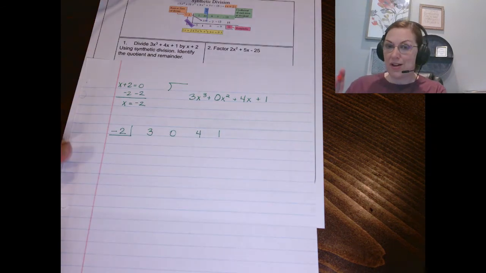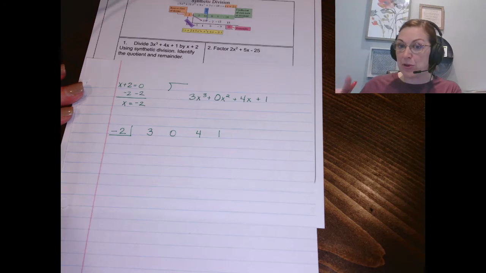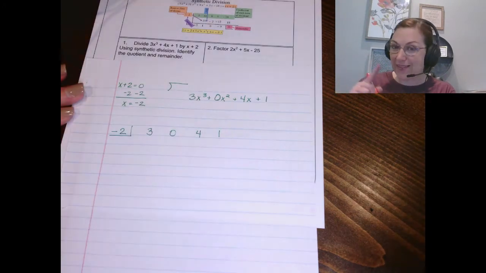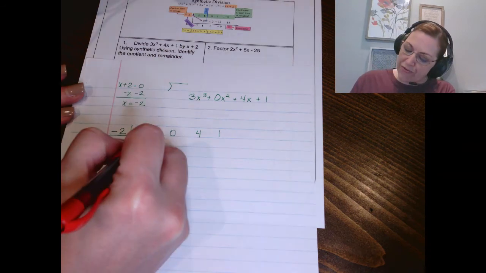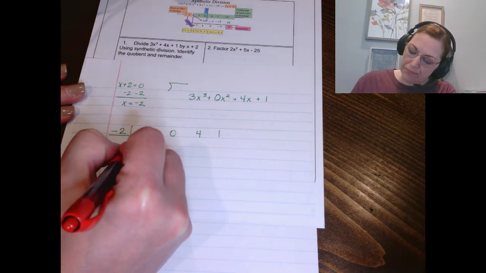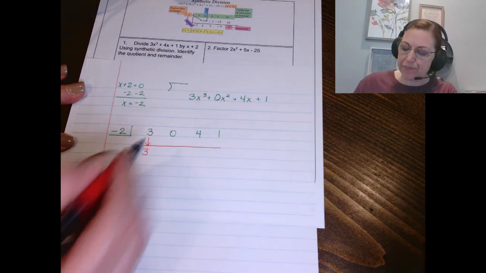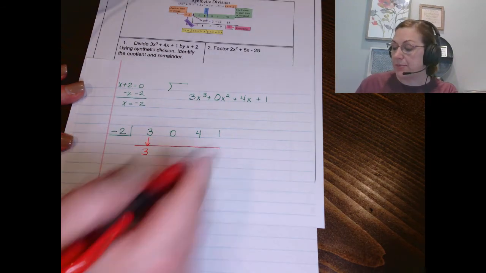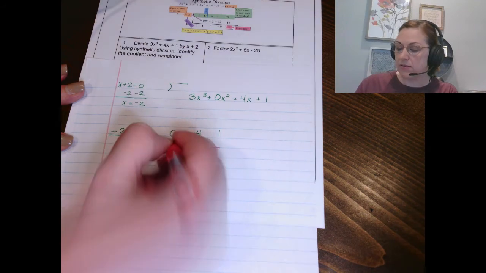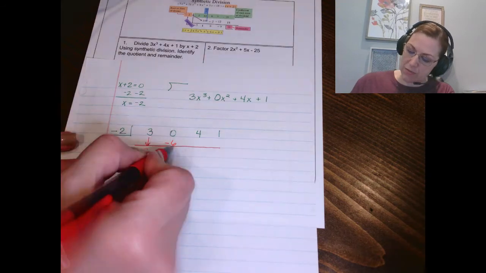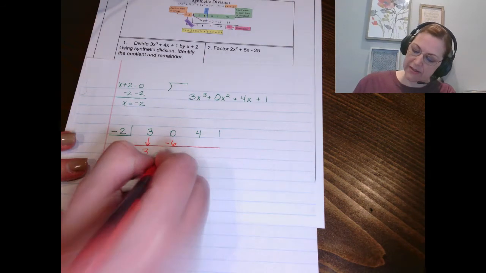Now, a lot of this is going to sound familiar with the processes that we learned with division, okay? But they don't go in the same order. So the first thing we do is to bring down. So I'm going to bring down the 3. Negative 2 times 3 would give me negative 6, and I write it here. Now we add. 0 plus negative 6 is negative 6.